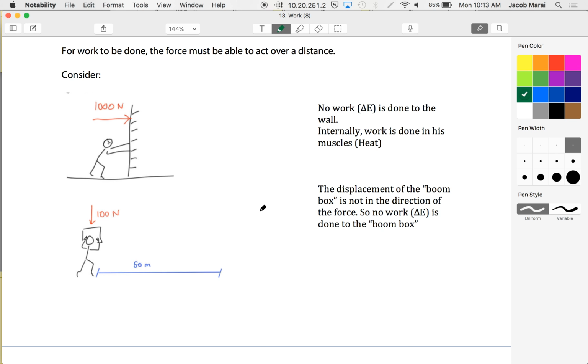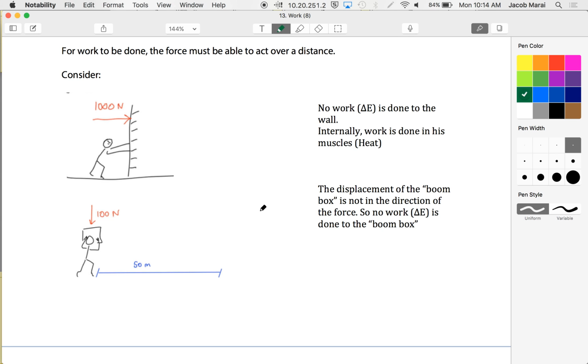I added this year. Normally that would have been blank and I would have forced you all to scribble it down. Oh, yes, my muscles have done work, but internally. So you've got to be careful of how the question is worded. Have I done work? Yes. I may have burnt 1,000 joules. Have I done work on the wall? No. Has the wall done work on me? No. You've got to be careful on the wording.